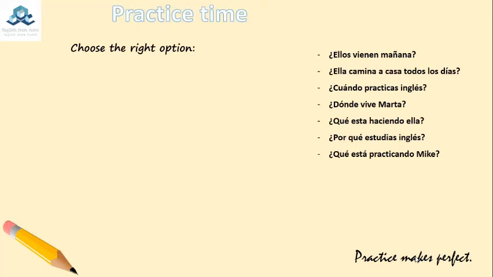For example, por ejemplo, ellos vienen mañana. Now, we have three options. Por ejemplo, tenemos tres opciones. They come tomorrow? Do they come tomorrow? Are they come tomorrow? Which one do you think is correct? ¿Cuál creen que está correcta? The right one is, la correcta es, do they come tomorrow?